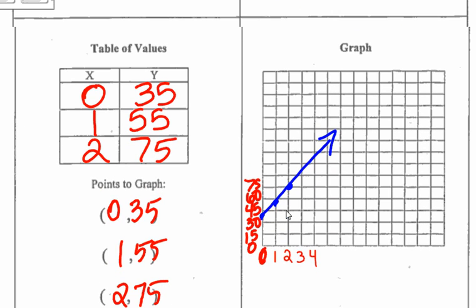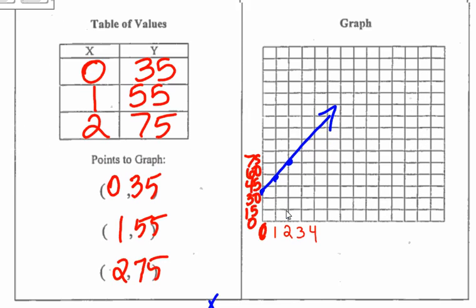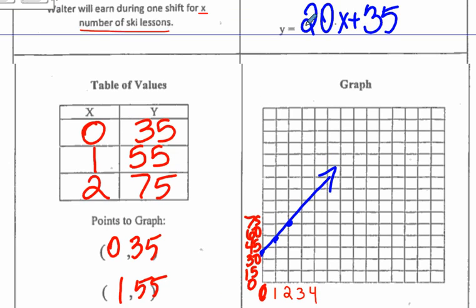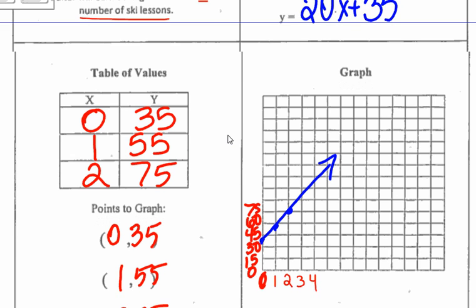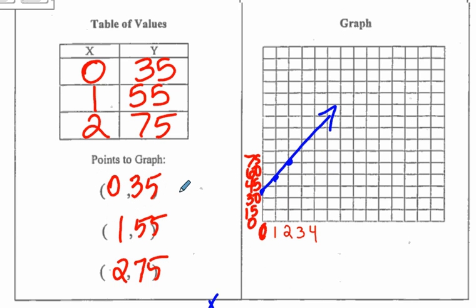When we come down here, we made a table of values. We went ahead and plugged in 0, 1, and 2 into the equation 20x plus 35. And these are the points that we got: 0, 35, 1, 55, and 2, 75. If you chose different points, that's fine, but you should still get a line that looks similar to this.